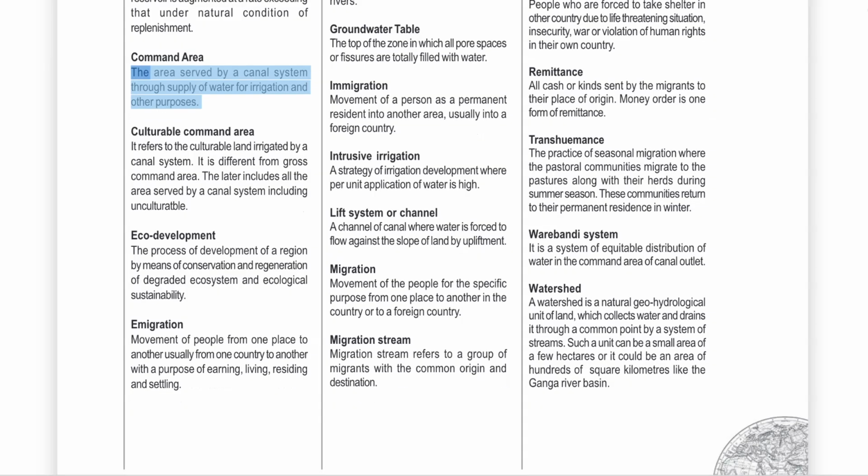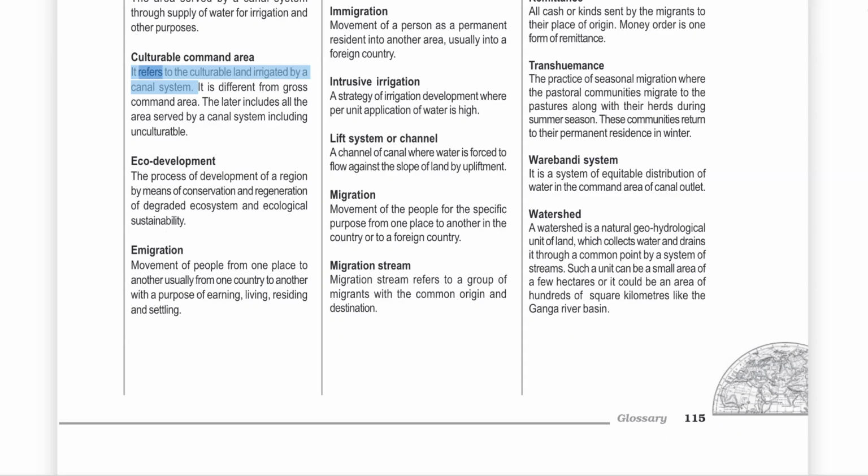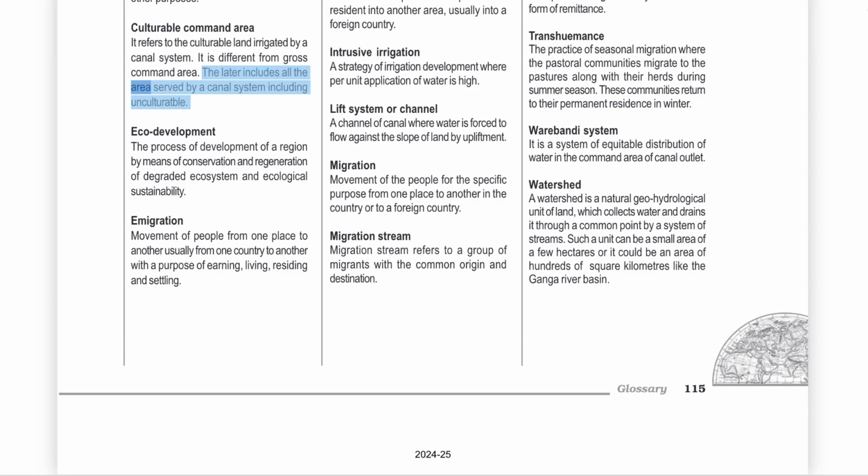Command area: the area served by a canal system through supply of water for irrigation and other purposes. Culturable command area: it refers to the culturable land irrigated by a canal system. It is different from gross command area. The latter includes all the area served by a canal system including unculturable.